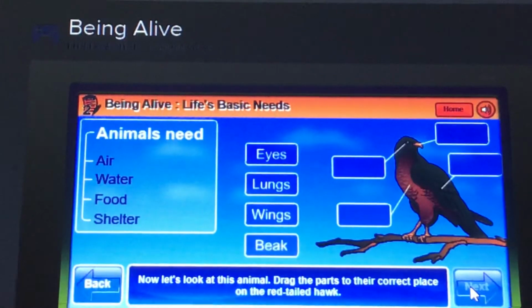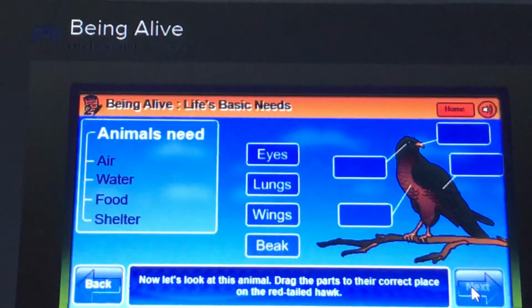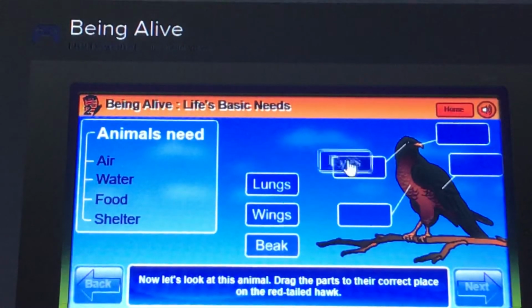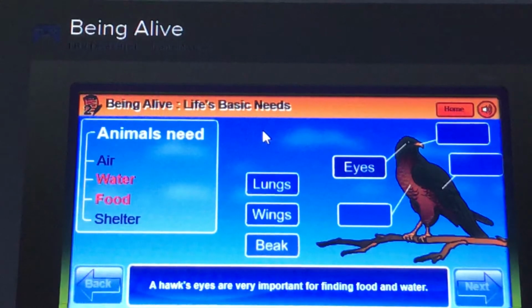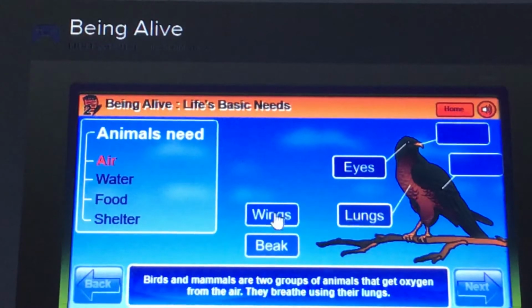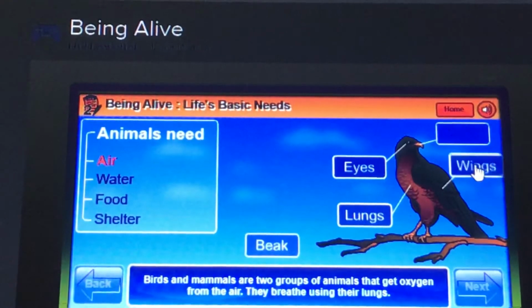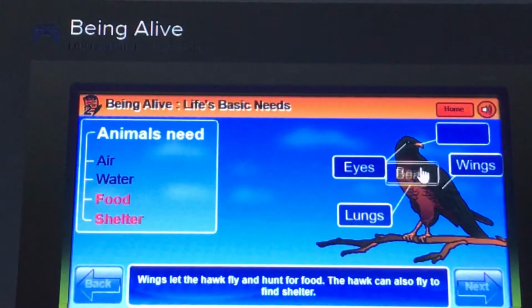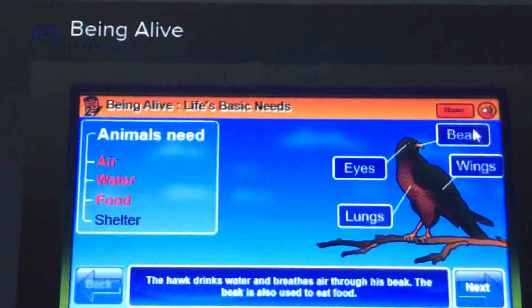Let's click next. Now we have a bird. Looks like a hawk. Where would I put the eyes? Good. Where would I put the lungs? The wings? And the beak? Awesome.